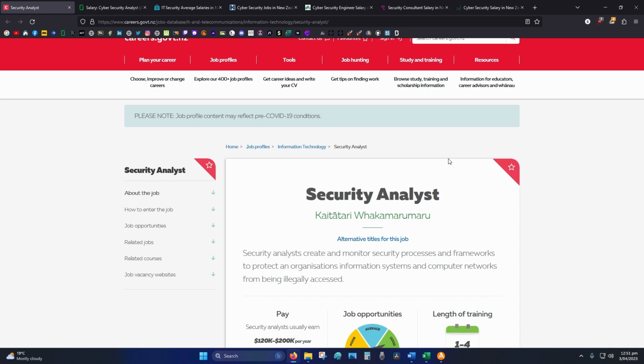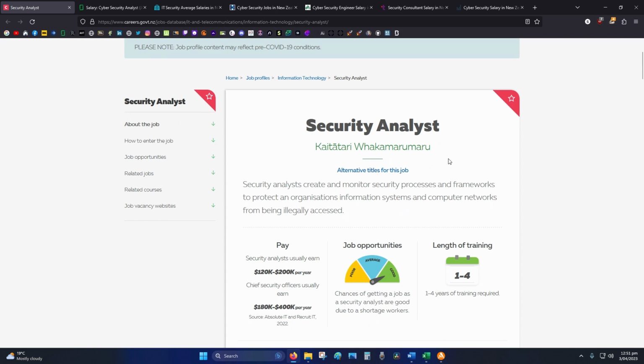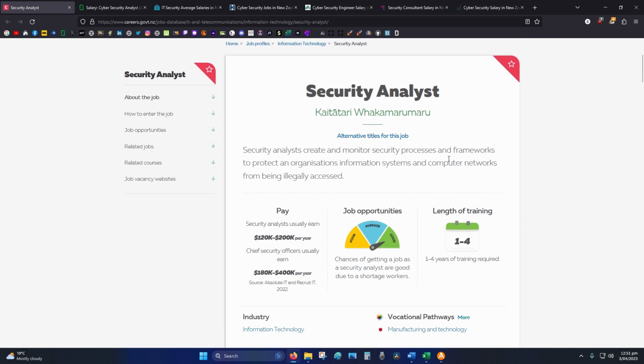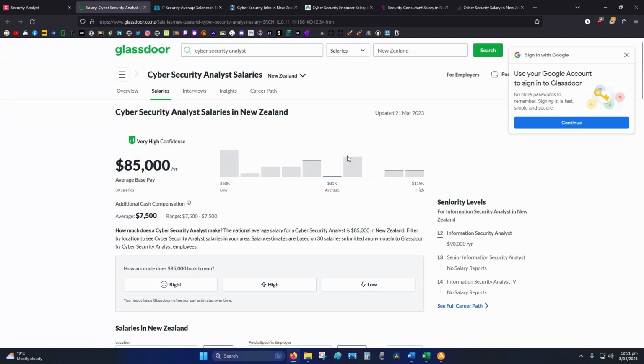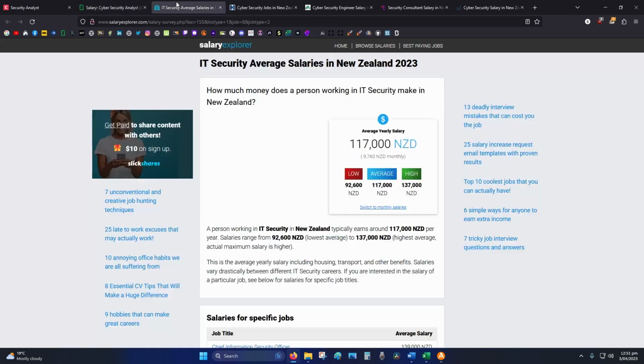Starting with the New Zealand government website, a security analyst can earn up to 120 to 200k per year, and the CSO can earn 180k to 400k per year. Moving on to Glassdoor, 85k starting out on average. Of course, region varies, so each region will have its own salary, so it's region dependent. Salary Explorer, 117k.